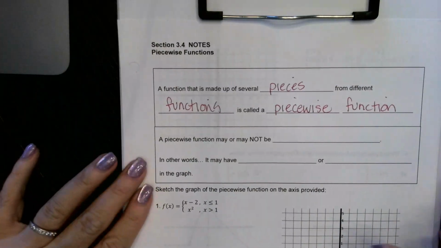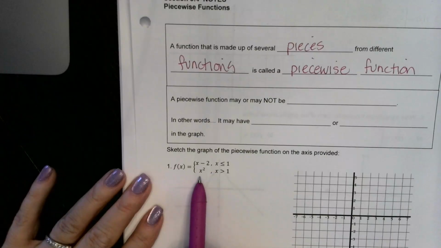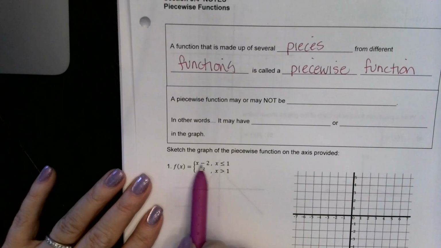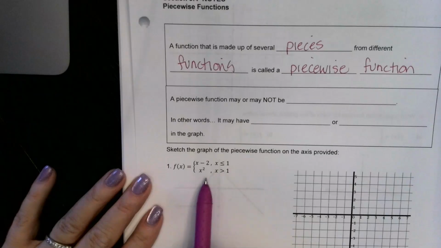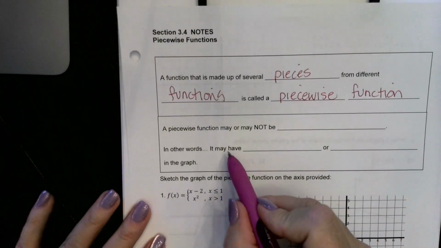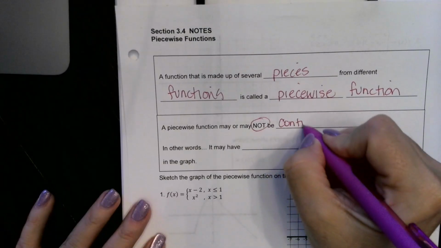Okay, so what does that look like? So down here, you see we have a piece of a function here and a piece of a function here, and this gives us the domain of those functions. So we're going to have part of a function up to 1, and then we're going to have another part of a function after 1. Okay? So the important part about this is that the piecewise functions may or may not be continuous.